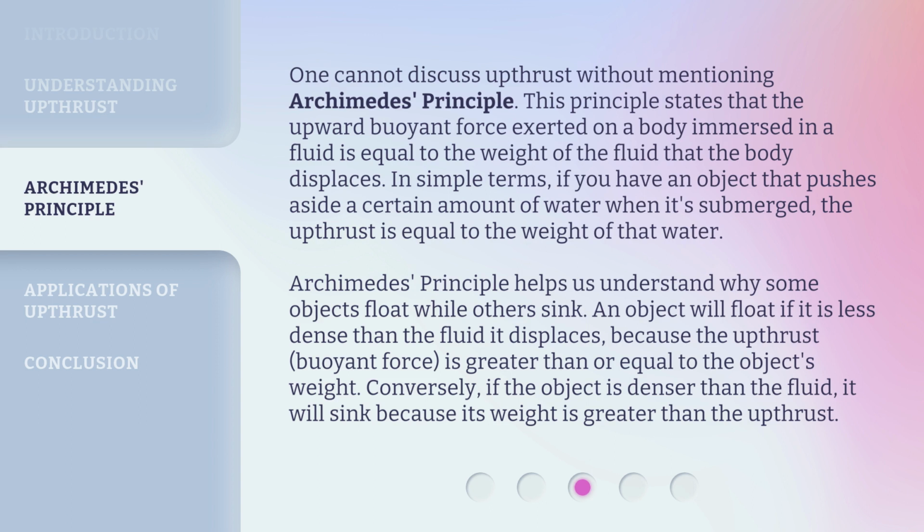Archimedes' principle helps us understand why some objects float while others sink. An object will float if it is less dense than the fluid it displaces, because the upthrust, buoyant force, is greater than or equal to the object's weight. Conversely, if the object is denser than the fluid, it will sink because its weight is greater than the upthrust.